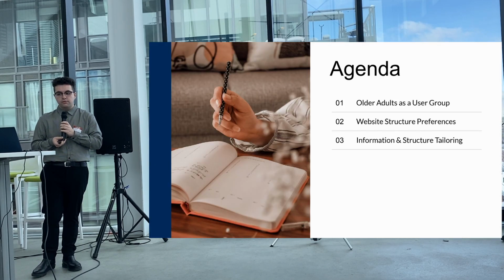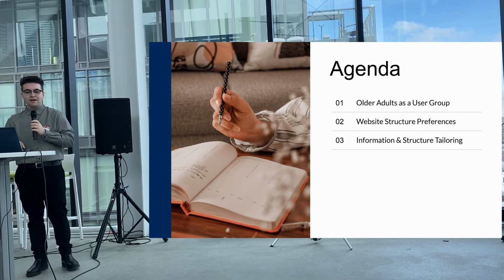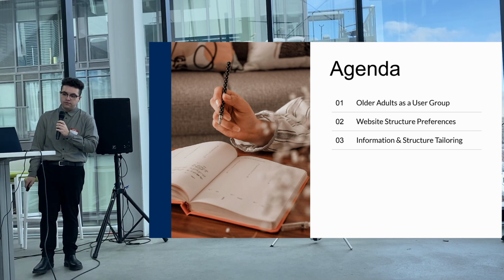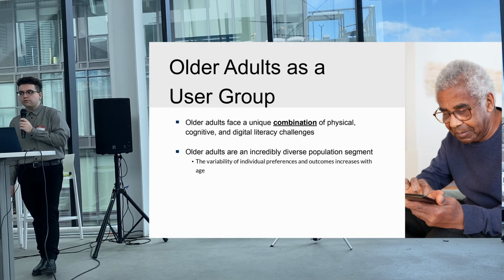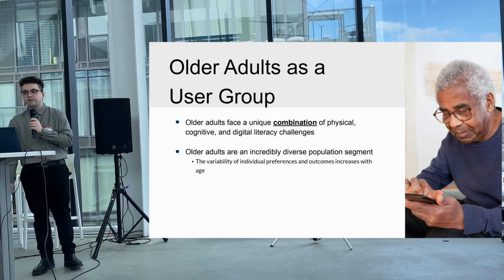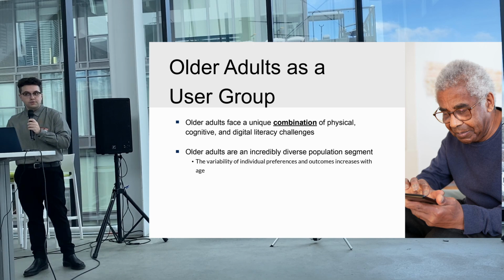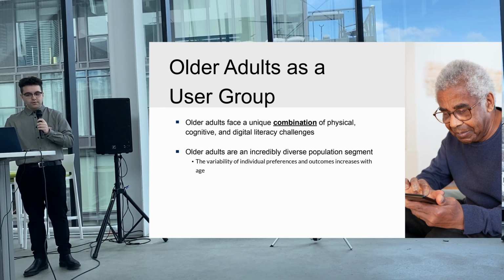So today I'm going to go through older adults as a user group, and why you should care about them. I'll talk about their preferences for website or application structure, and then I'll talk a bit about information and structure tailoring. So as for older adults as a user group, older adults can be described in a lot of different ways, right? Typically we think of them as people over the age of 65, sometimes different numbers are used. It could be 50, could be 70, could just be anybody who's retired, which begs the question, why should they be considered as a distinct user group?